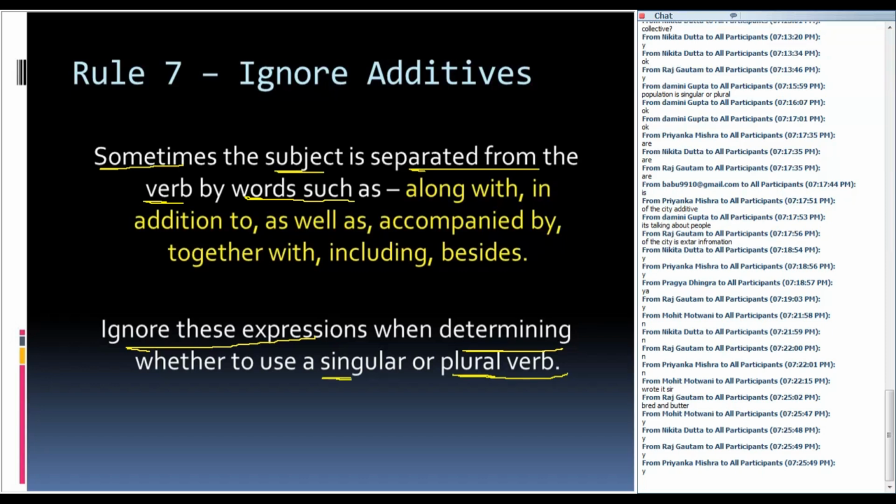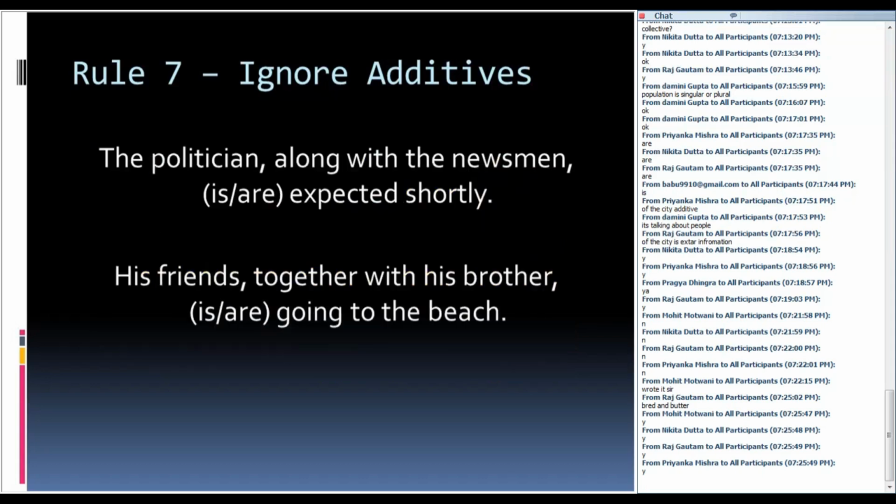So when I say Sumesh as well as Randeep, I'm only talking about Sumesh. Sumesh accompanied by Randeep. I'm only talking about Sumesh. Sumesh in addition to Randeep. Again, I'm only talking about Sumesh, right? So remember, you will have to ignore the additives.